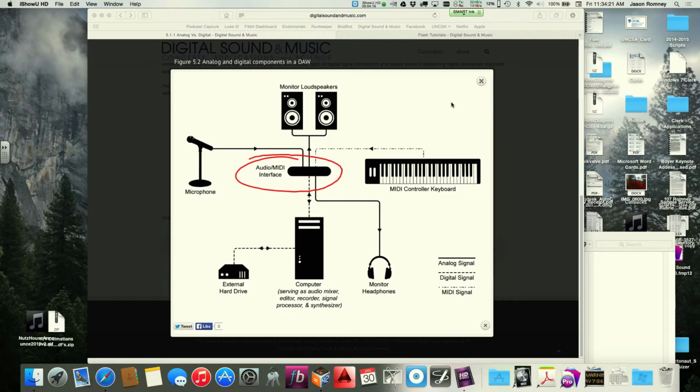So we tend to like USB these days for small interfaces. FireWire is going to be a bit more reliable for larger ones, if you want more inputs and outputs. And now there are a lot of new Thunderbolt interfaces coming out that are looking pretty promising too. Although I think at some point that's all probably going to be supplanted by AVB.